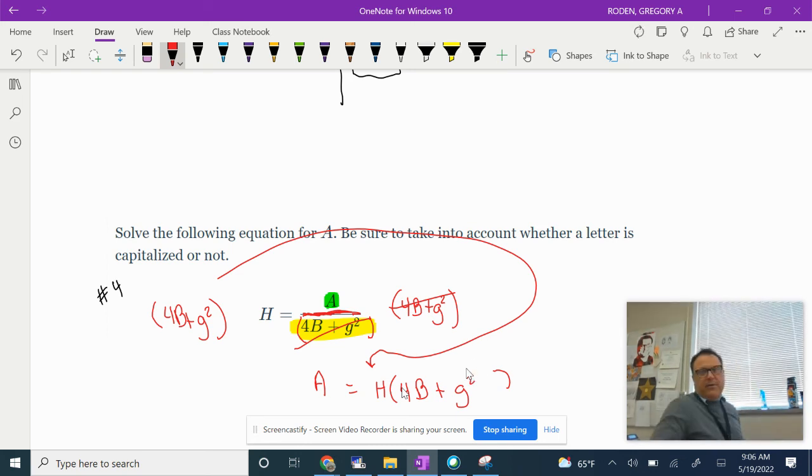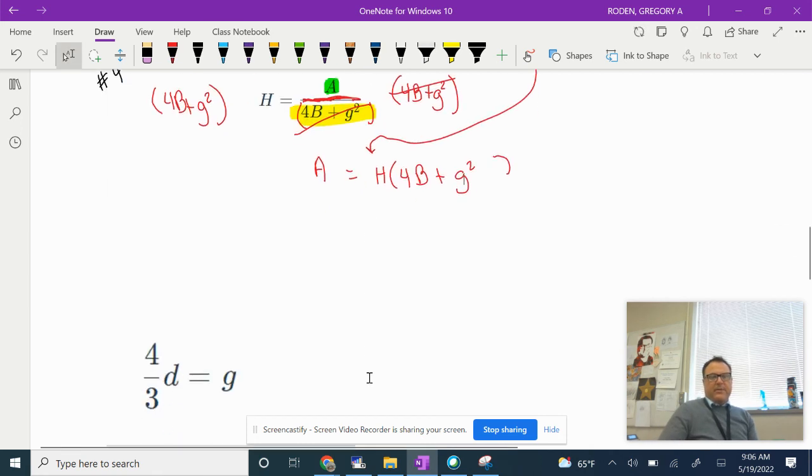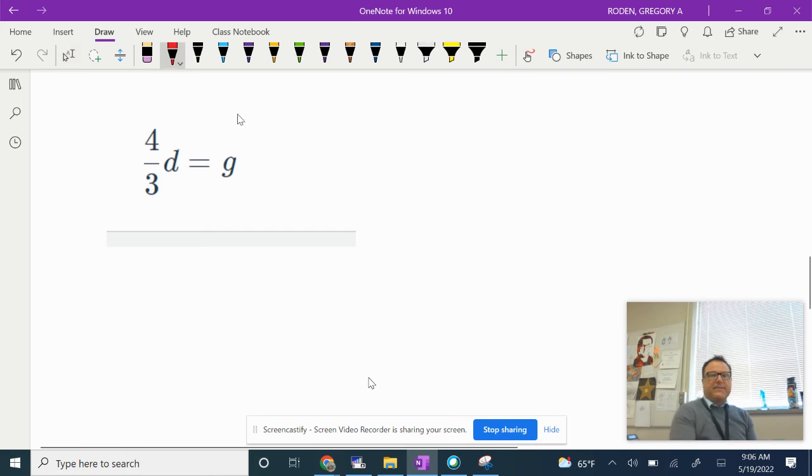Now, how do you do a G squared, a G to the second power? The best way is shift 6. So you'd hit G shift 6 2. Okay, so if you have a question on that when you're actually doing the Delta Math problems, let us know. But if you hit G shift 6, that's how you'd get the power of 2. Okay. All right, let's go ahead and do number 5.